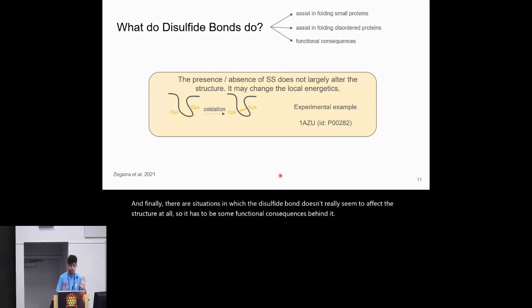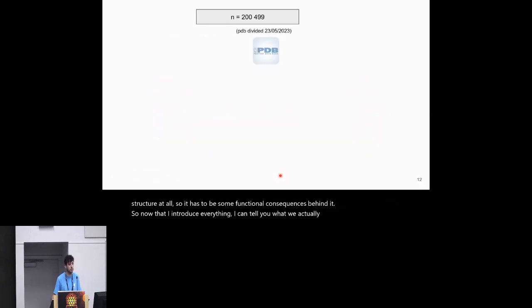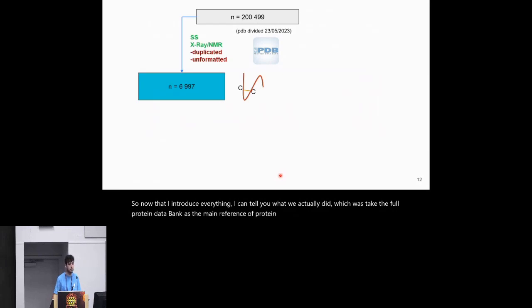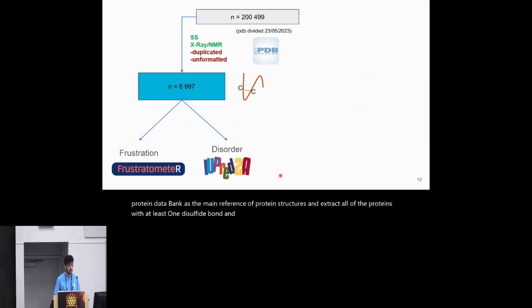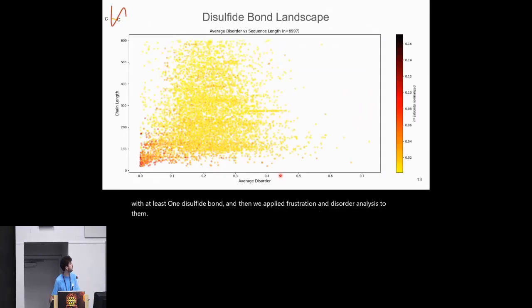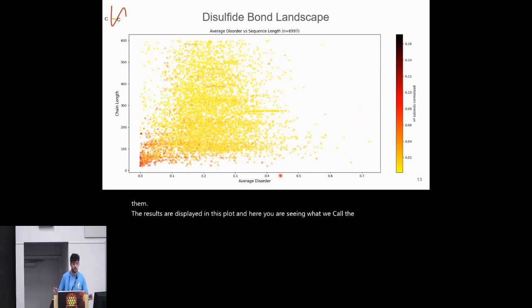So now that I introduced everything, I can tell you what we actually did, which was take the full Protein Data Bank as the main reference of protein structures and extract all of the proteins with at least one disulfide bond. And then we applied frustration and disorder analysis to them. The results are displayed in this plot. And here you are seeing what we call the disulfide bond landscape, which are all these proteins.